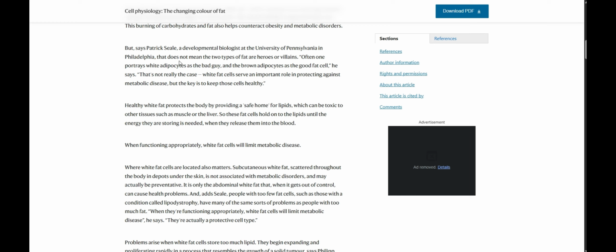Back to the article. But, says Patrick Seale, a developmental biologist at the University of Pennsylvania in Philadelphia, that does not mean the two types of fat are heroes or villains. Often one portrays white adipocytes as the bad guy and brown adipocytes as the good fat cell. He says that's not really the case. White fat cells serve an important role in protecting against metabolic disease, but the key is to keep those cells healthy.